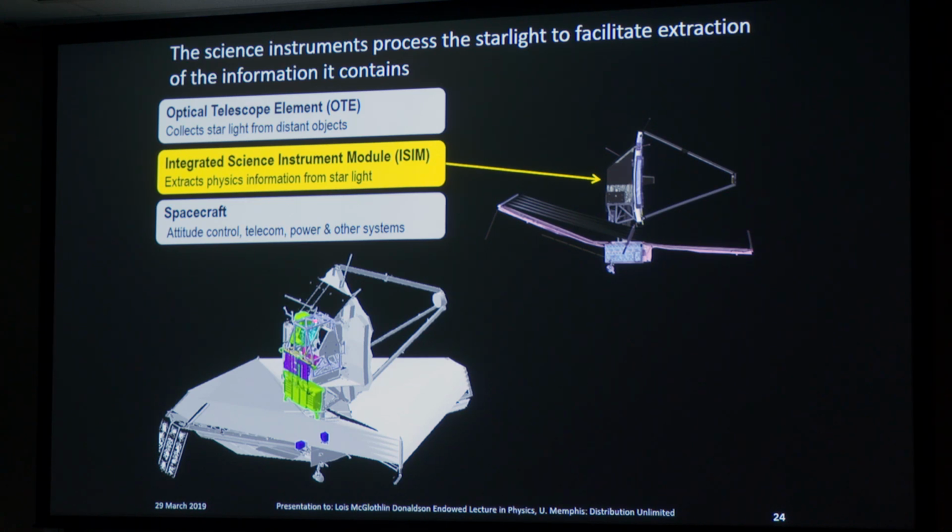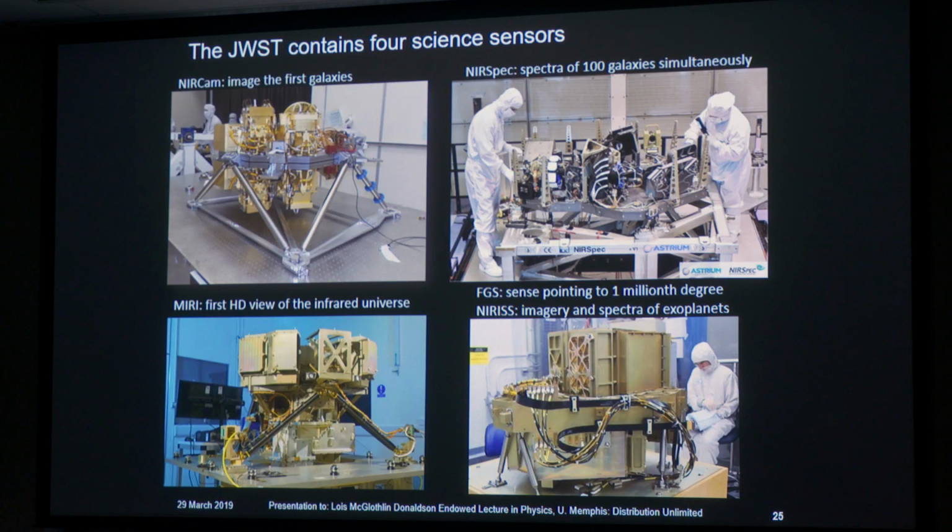And what modern astronomers do today is extract through various tricks and methods the information that's in that light. And so these science instruments record the light, they process it to facilitate that extraction, and then they also digitize the light so that we could send these signals to the ground via radio transmissions. This is what the science instruments look like. We have the near-infrared camera here. This is the instrument that will image those first galaxies to form in the early life of the universe.